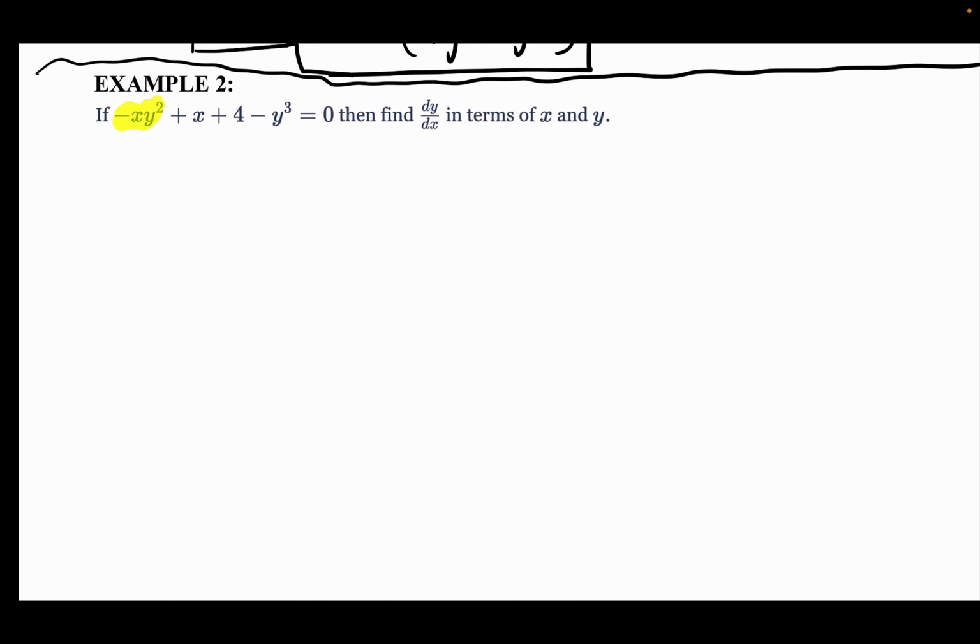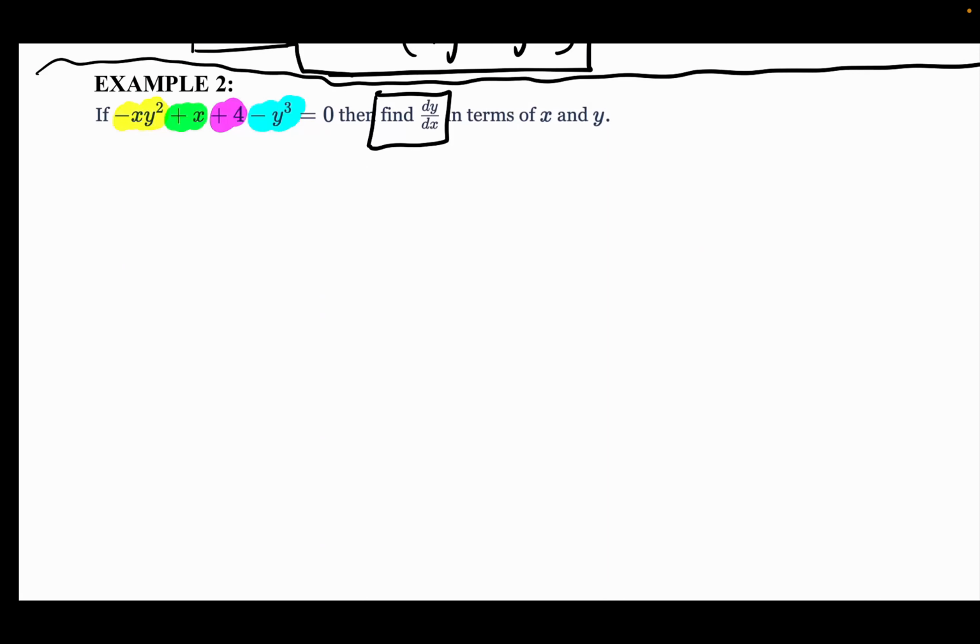I got one term here. I got one term here. I have one term here. I'm not going to highlight 0 because 0 is just 0. The derivative of 0 is 0. So they want us to do the same thing, find the derivative.